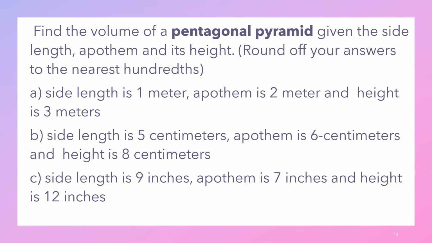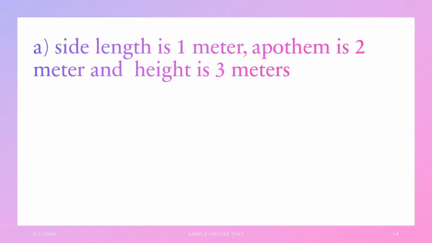Okay, so let us find the volume of a pentagonal pyramid given the side length, apothem, and height. Round off your answers to the nearest hundredths. So let us solve number one first. We have the side, which is 1 meter. The apothem is 2 meters, and then the height is 3 meters.